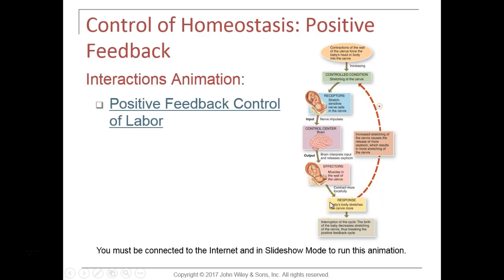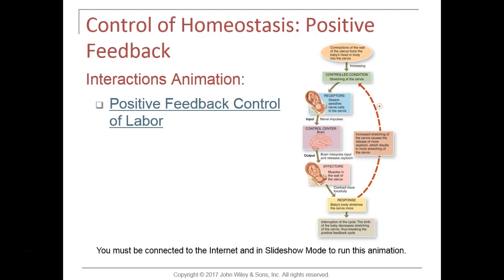So what is that? The cycle is interrupted when the baby is delivered and the baby stops stretching the cervix. So the birth of the baby, which if you read all these boxes of the reflex loop, the birth of the baby is not part of the loop at all. That's the ultimate outcome of the loop. And as the baby is born, the cervix is not stretched anymore. The stretch receptors then fire impulses to the brain saying, hey, the cervix is not stretched anymore. So the pituitary stops releasing oxytocin.